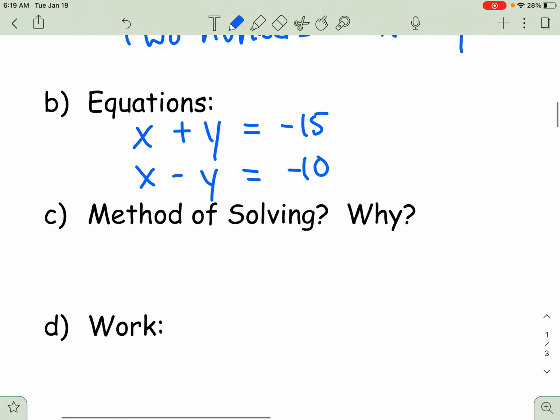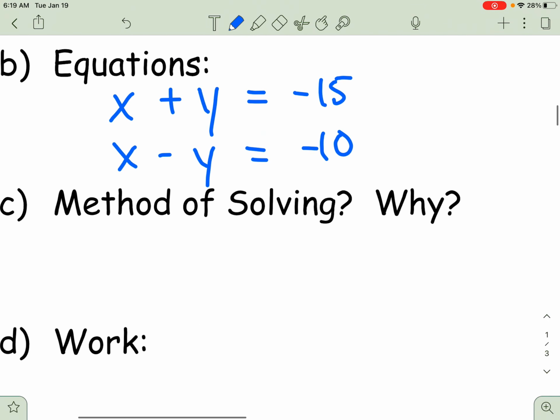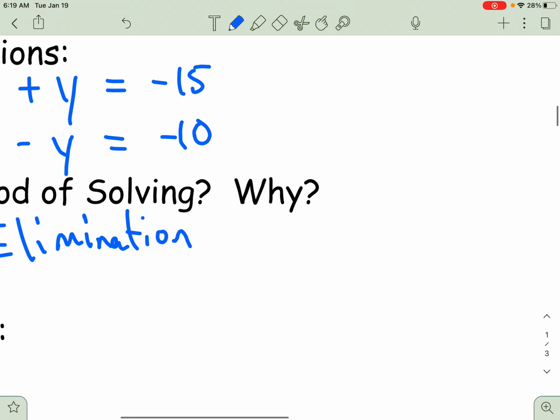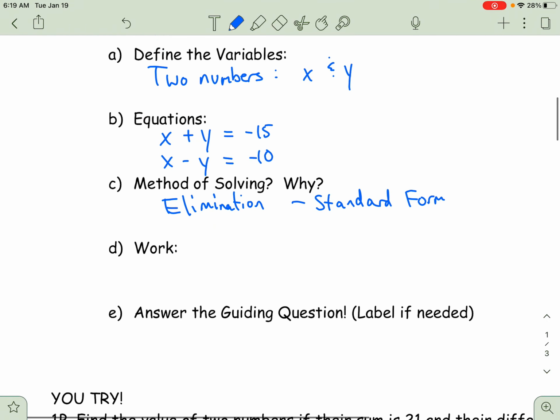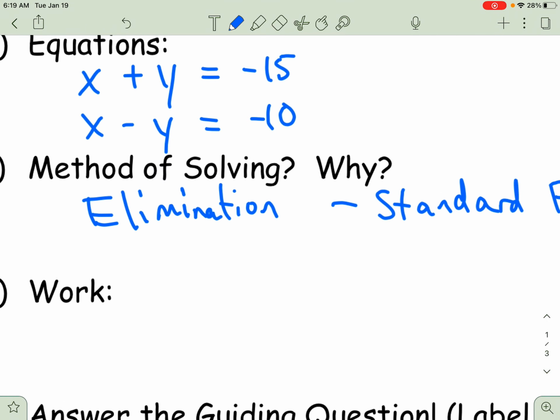Okay. Now, what method are we going to use to solve this? Well, since they're both written in standard form with the variables on the same side, and since we have two opposites, I'm going to use elimination. Why? Because they're in standard form, and because it's going to be very easy to simplify this one. So there's not a lot of space here, but let's go ahead and solve it.